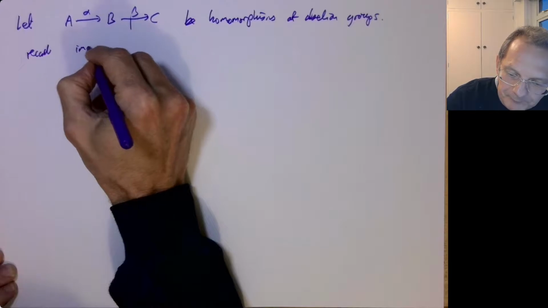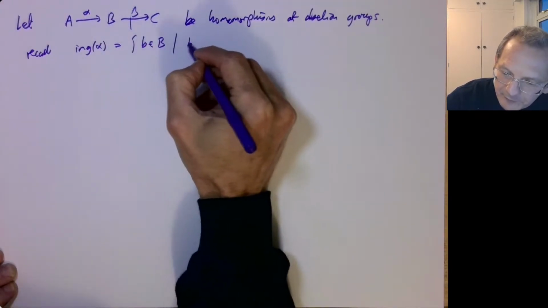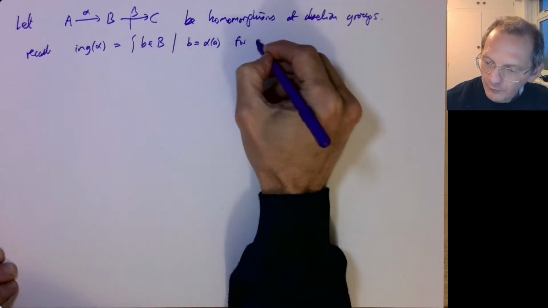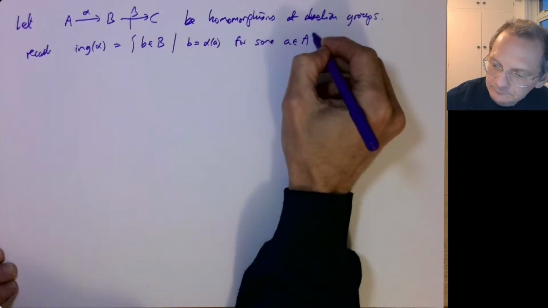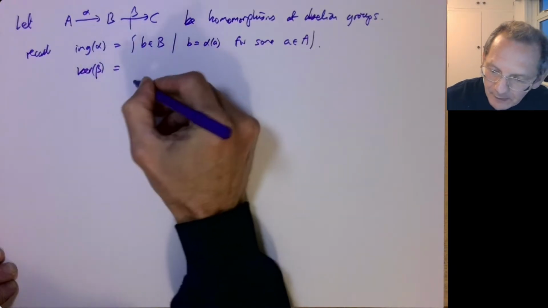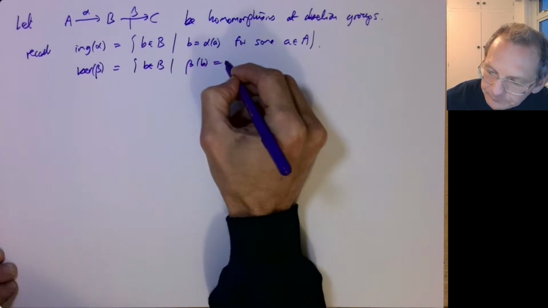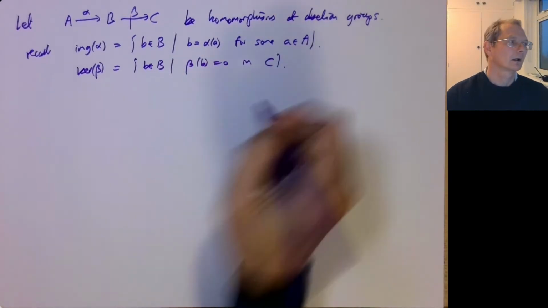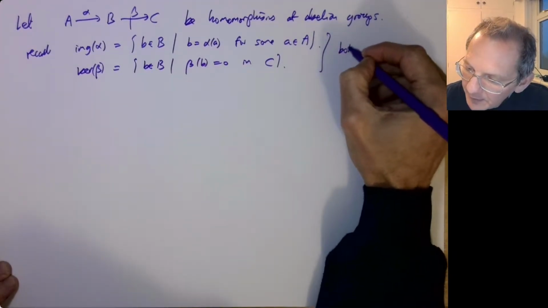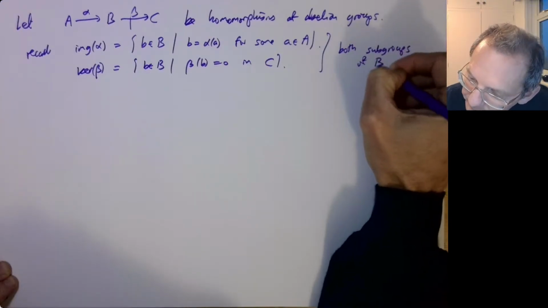recall the image of alpha, so that's the set of b in B which can be written as alpha of a, for some a in A, and the kernel of beta, so that's the set of b in B for which beta of b is 0. Okay, and it's standard that both of these are subgroups of B.